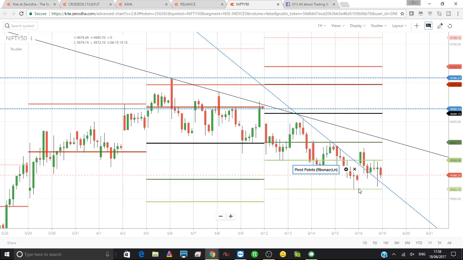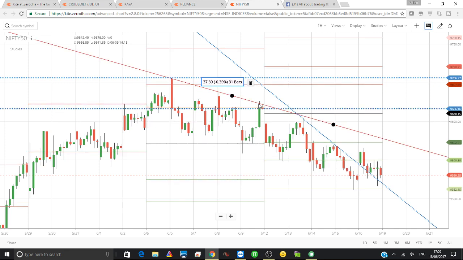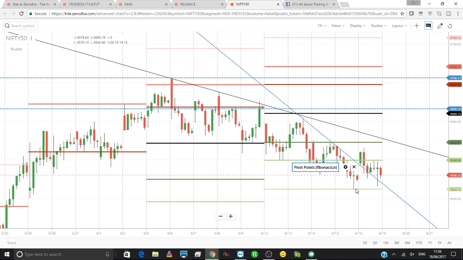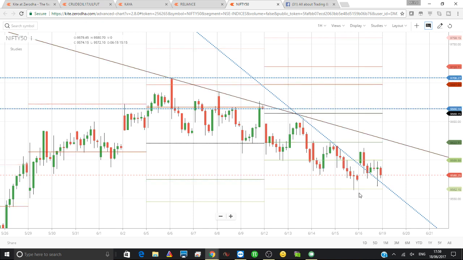Support 2 level here is 9562. So 9562 could have been my exit level from an entry of 9670 to 9560, about 100 points. This is definitely a good exit point looking at a 30-point stop loss. So these are multiple areas where you would be able to take the exit. There's another one that I am able to spot right away.